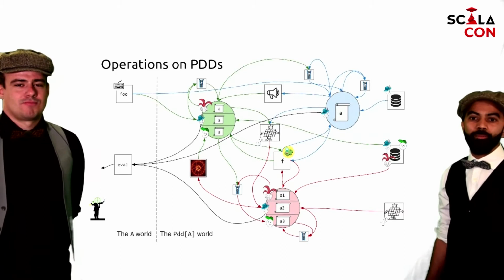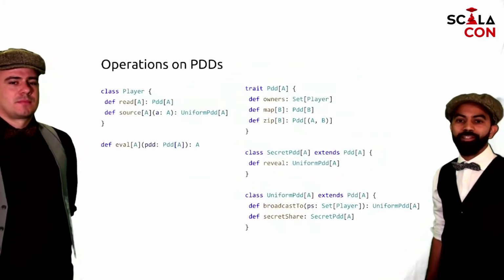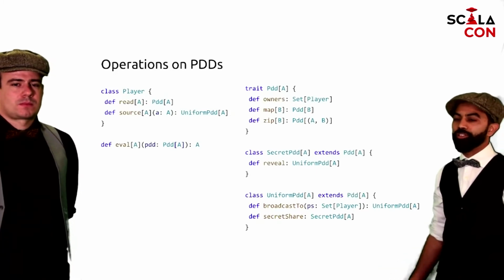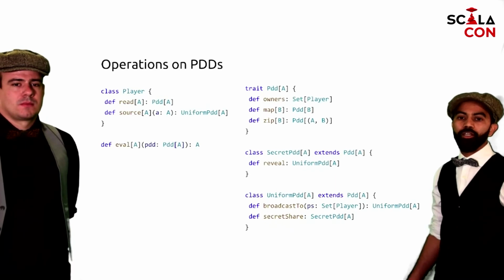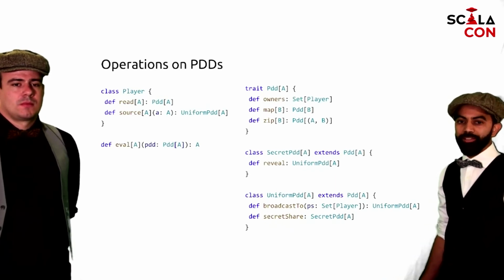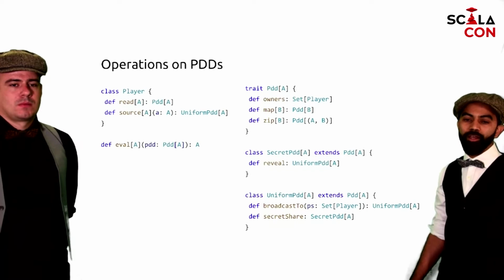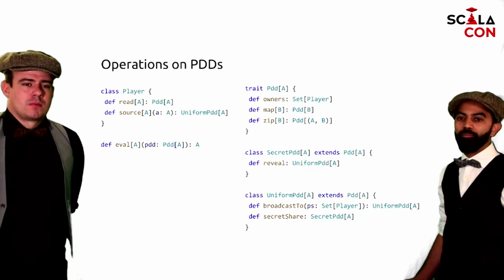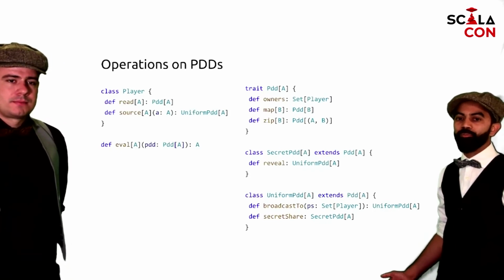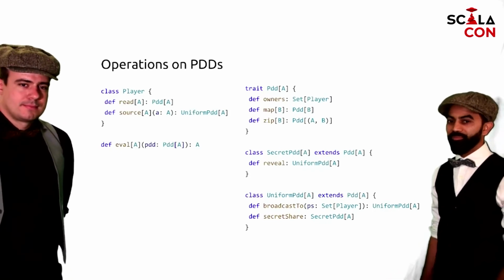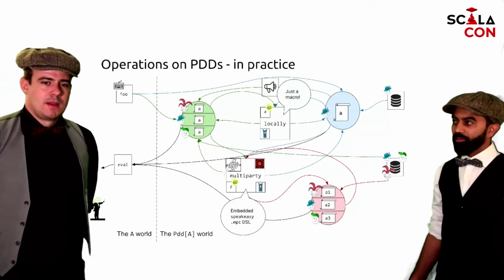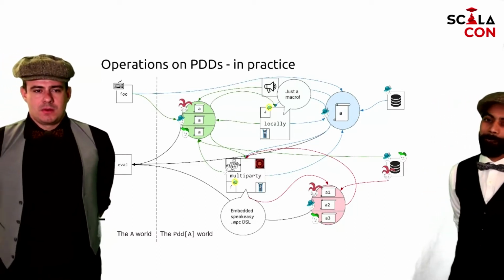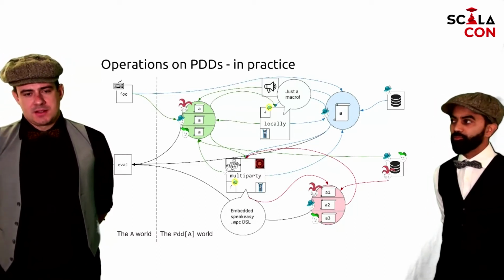This diagram may look a little bit cumbersome. Of course, we prefer writing it this way. In fact, there is just one trait, which is a PDD trait, which has two subtypes, secret PDD and uniform PDD. You have a player, and you have functions on these. And note that on the left, you have the A world again, where you can eval, and on the right-hand side, you have functions that may give you the possibility to change from one PDD to the other. Now, this allows us to model the data flow between uniform and secret PDDs.